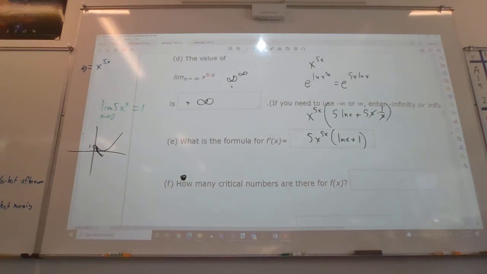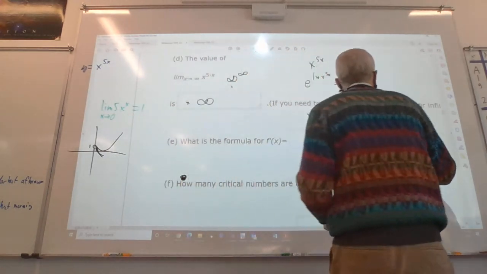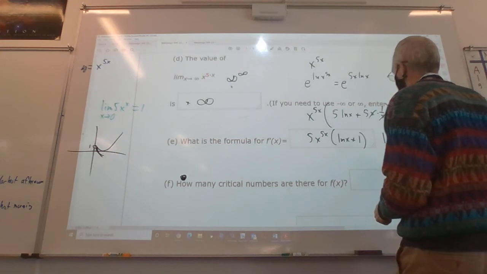Okay, how many critical numbers are there? Critical numbers are where the derivative is 0, infinity, or undefined, or sharp points. It's hard to get sharp points. But where the derivative is undefined or is zero, I don't think there's any undefined here. So where is this zero? Well, we know that x to the 5x can't be zero. So when is ln of x plus 1 equal to zero? When ln of x is equal to negative 1.